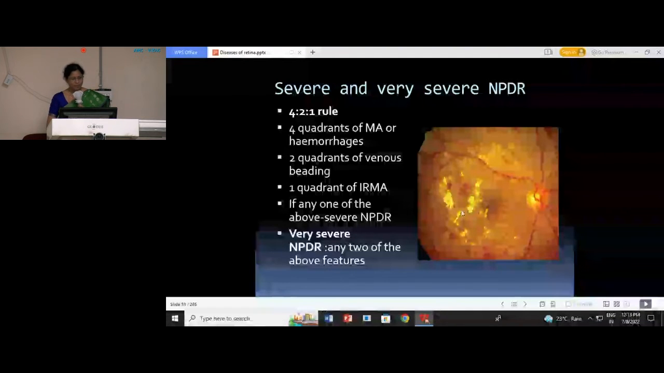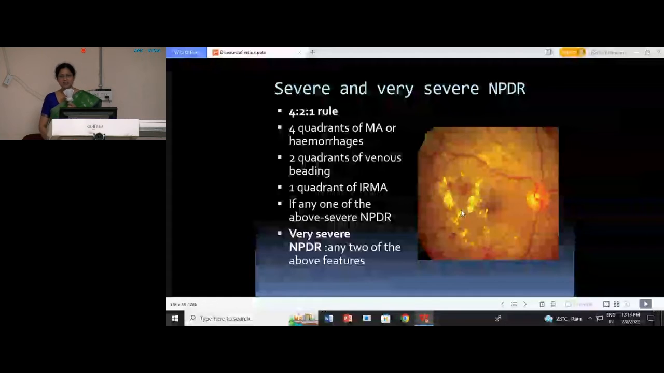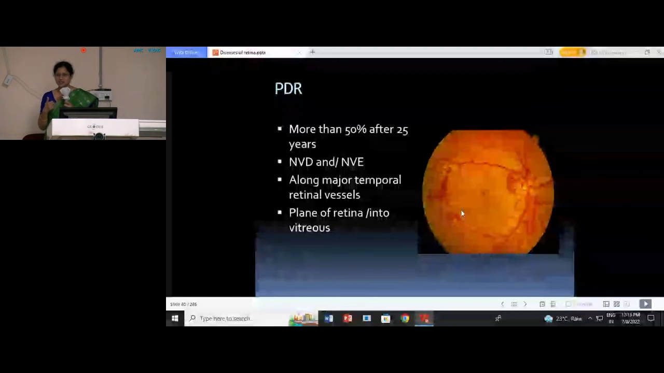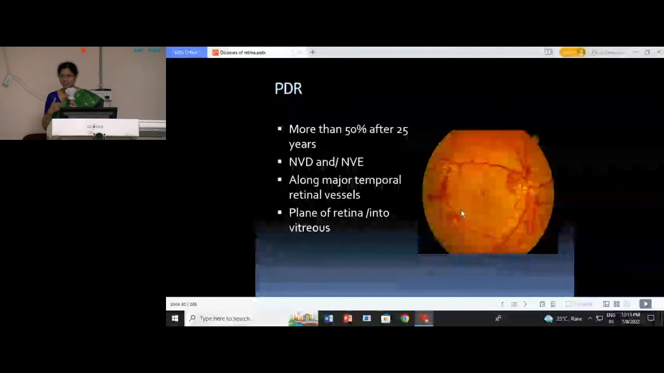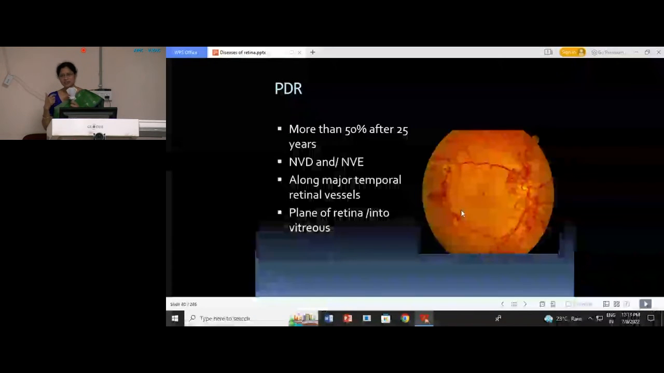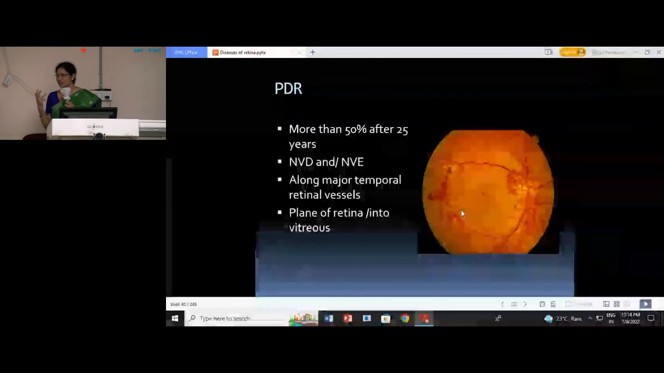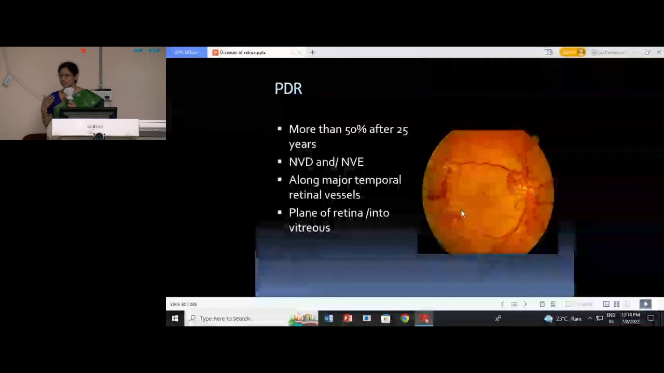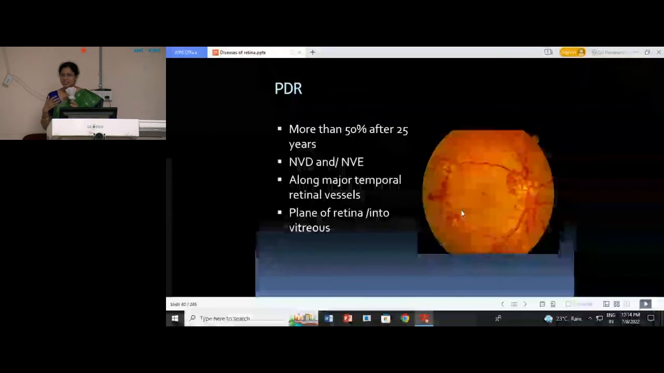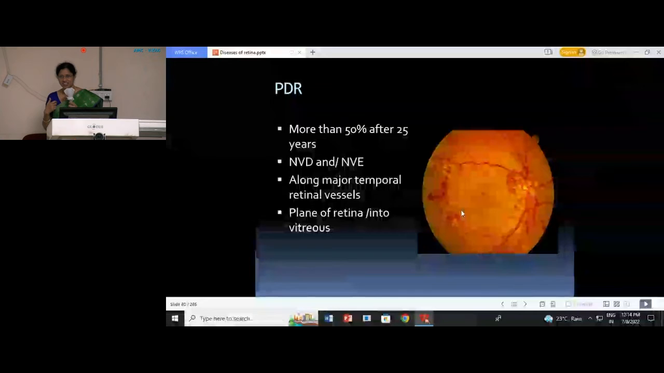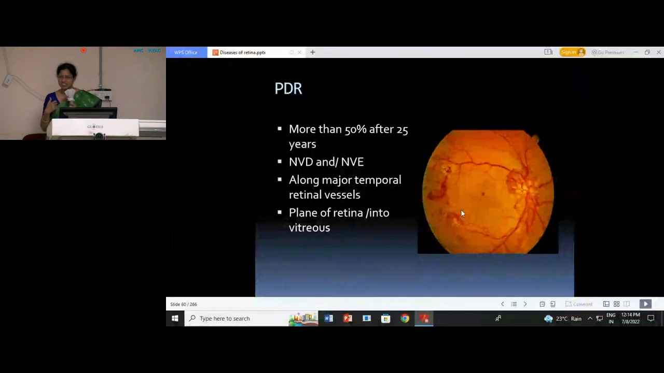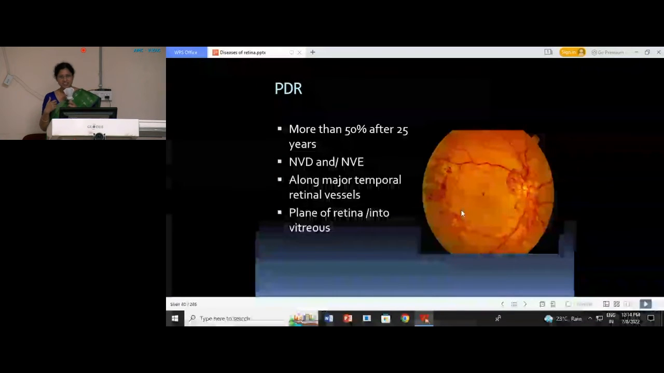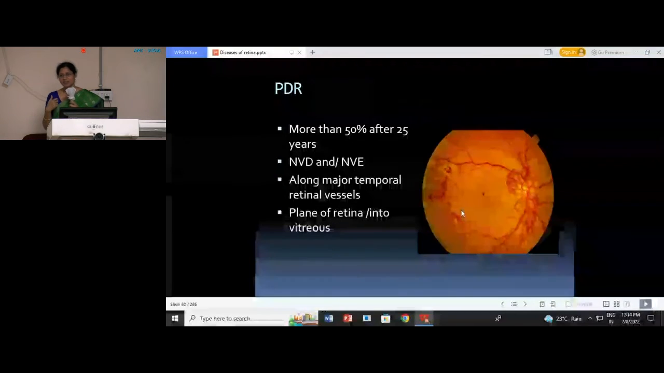Then coming to proliferative diabetic retinopathy. Till now, I told you about the non-proliferative diabetic retinopathy, which is again classified into mild, moderate, severe, and very severe NPDR. Now it is the proliferative diabetic retinopathy, which is characterized by the presence of neovascularization over the disc and elsewhere in the retina. They are shortly called NVD and NVE.